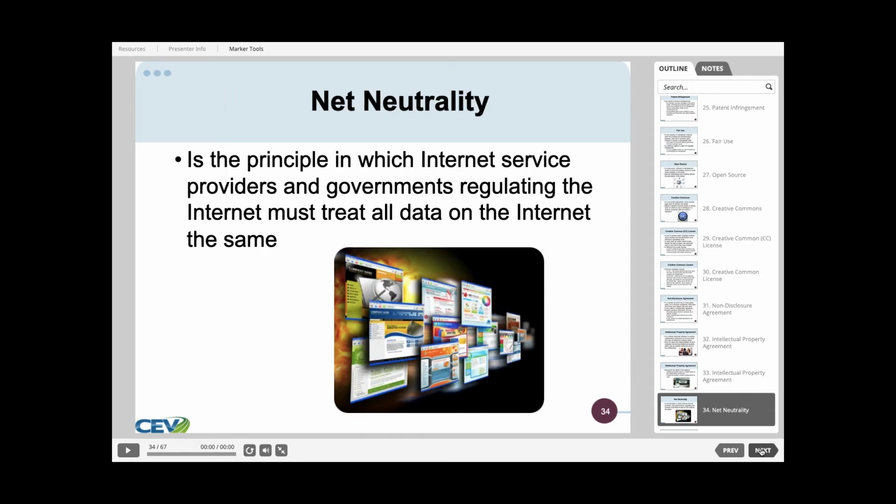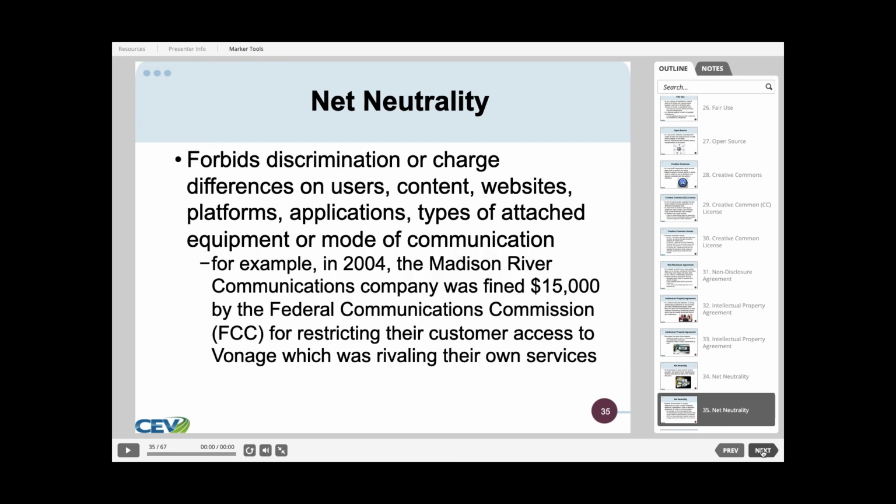A lot of these, so net neutrality: would we want a phone call to have preference over somebody watching a YouTube video or a video game, right? So it's the principle in which internet service providers and governments regulating the internet treat all data the same. One argument against net neutrality would say, yes, we do need to privilege certain types of communication, and that would put a phone call being more important than somebody playing a video game, for example, right? And there are going to be arguments on the other side that say why the internet does need to be neutral in terms of the traffic that's on it.